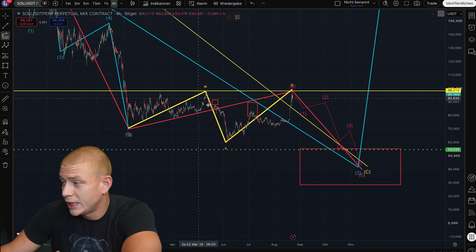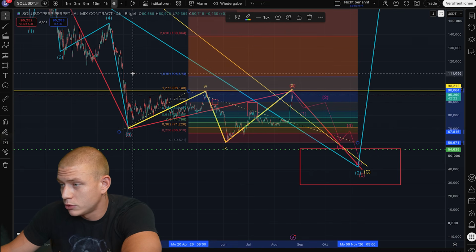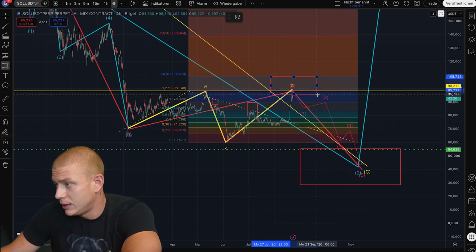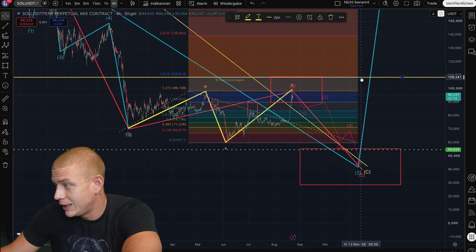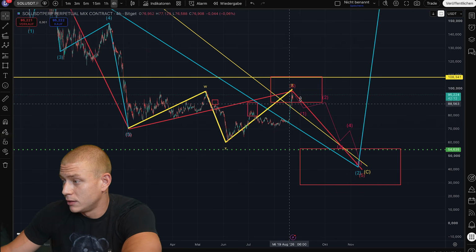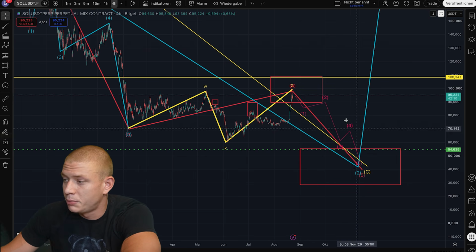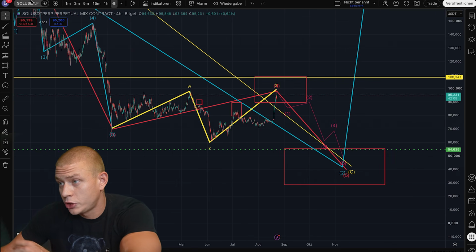And we can measure together where this upwards movement is not supposed to go. Basically, the upper boundary area of this upwards movement is at the 108.3 US dollar level. As long as we are below that, this is the primary scenario that I'm tracking, and will continue to track here on this channel for Solana.